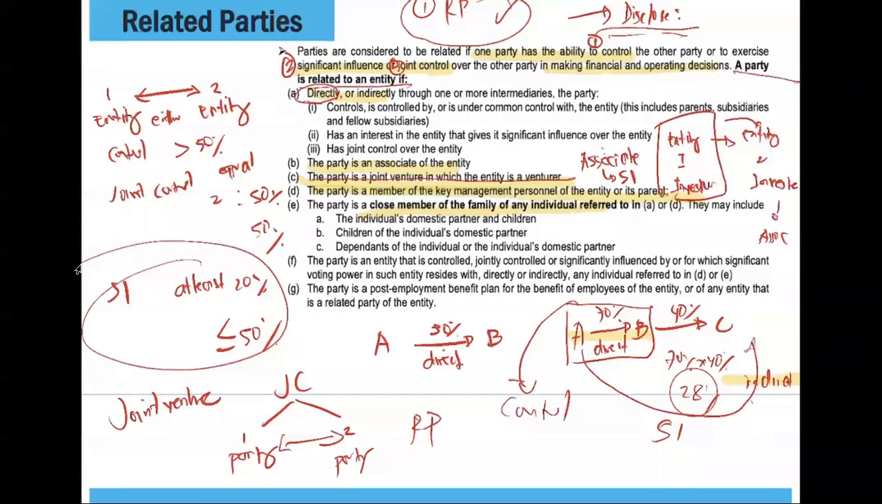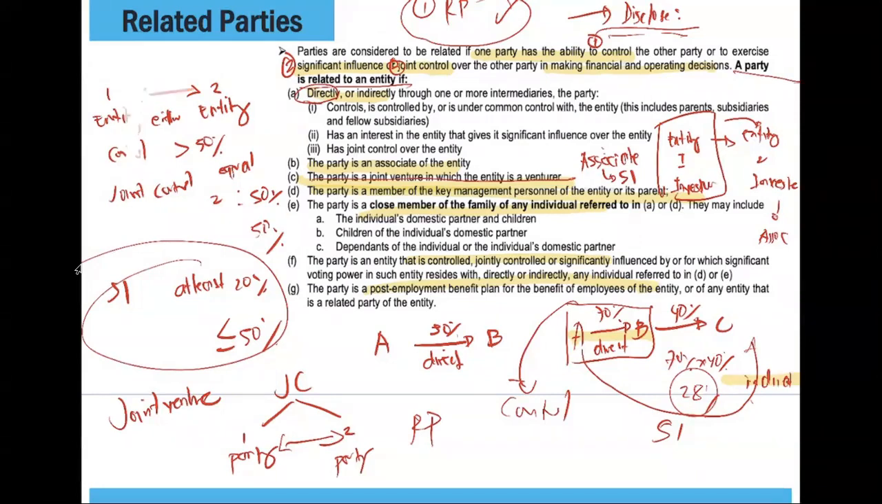Letter F, the party is an entity that is controlled, jointly controlled. You already know this one. And lastly, the party is a post-employment benefit plan for the benefit of employees of the entity. So what is this post-employment benefit plan? So you have another party which works as your post-employment benefit plan. And that post-employment benefit plan is considered your related party.